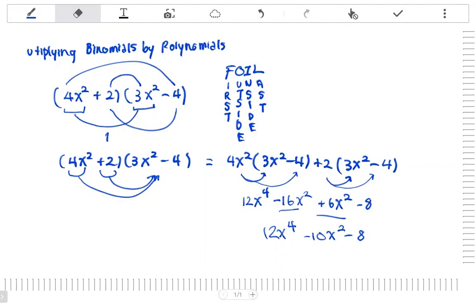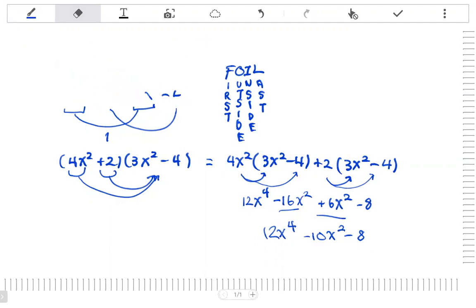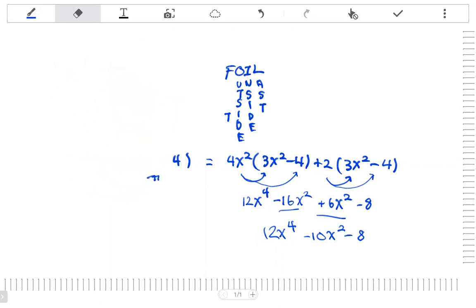Well, my screen is blacking out. Oh no, this is not good.